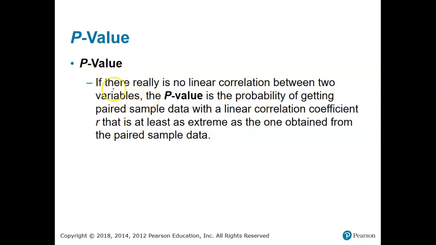So if there really is no linear correlation between the two variables, the p-value is the probability of getting paired sample data with a linear correlation coefficient R that is at least as extreme as the one obtained from the paired sample data. So basically, you're looking to see how likely it is to get an R value just by chance that is the value you got there. That's what you're looking for.